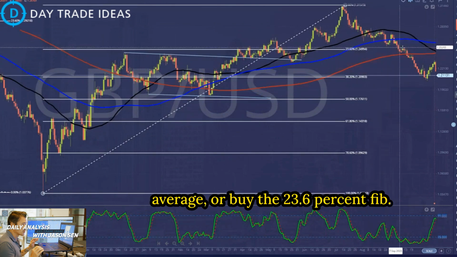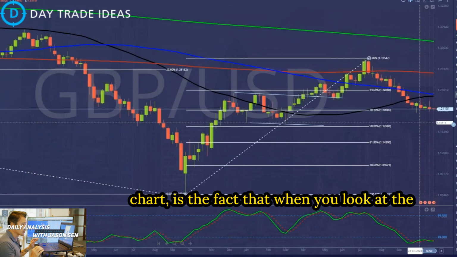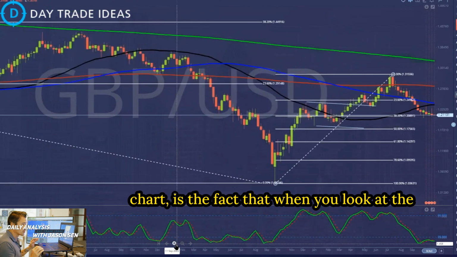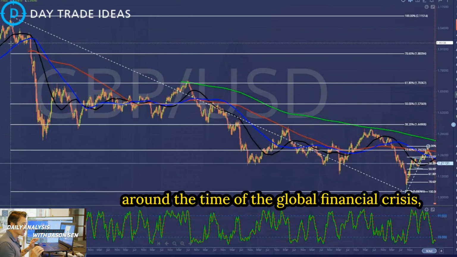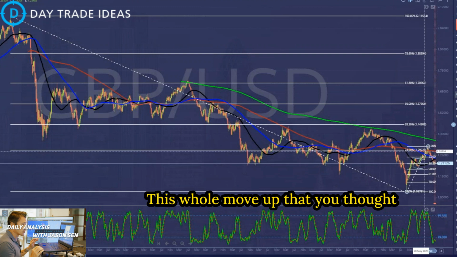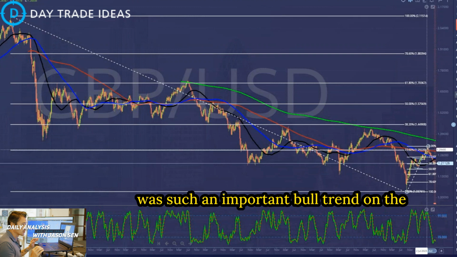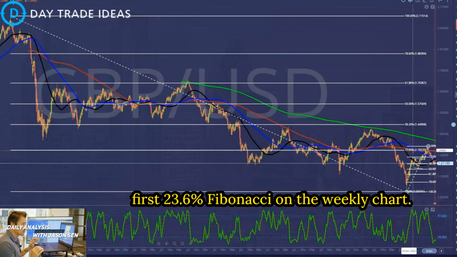buy at the 23.6% fib. The thing is, if I go back to the weekly chart, when you look at the collapse going all the way back to 2007, around the time of the global financial crisis, this is just a correction in a bear trend. This whole move up that you thought was such an important bull trend on the daily chart is just a little correction to the first 23.6% fib on the weekly chart.